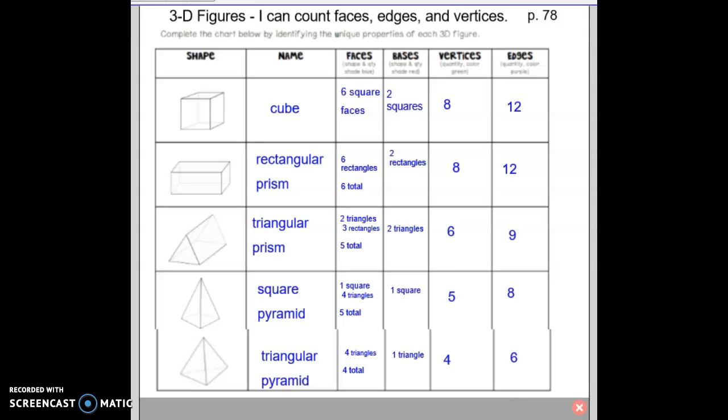Hi students, yesterday in your first day of e-learning, you should have completed this page of your notebook.